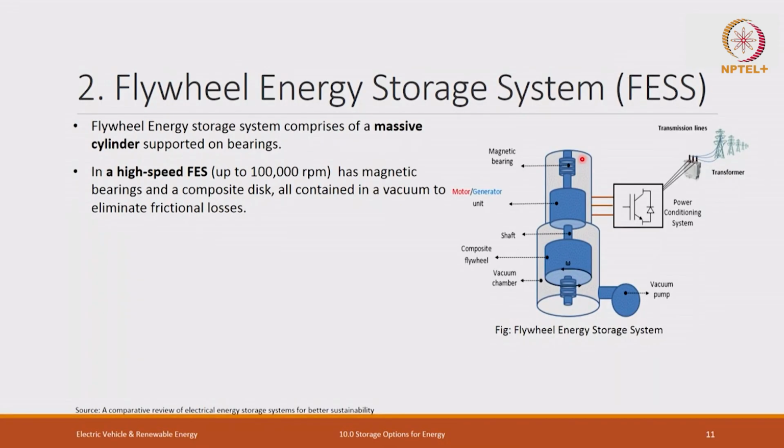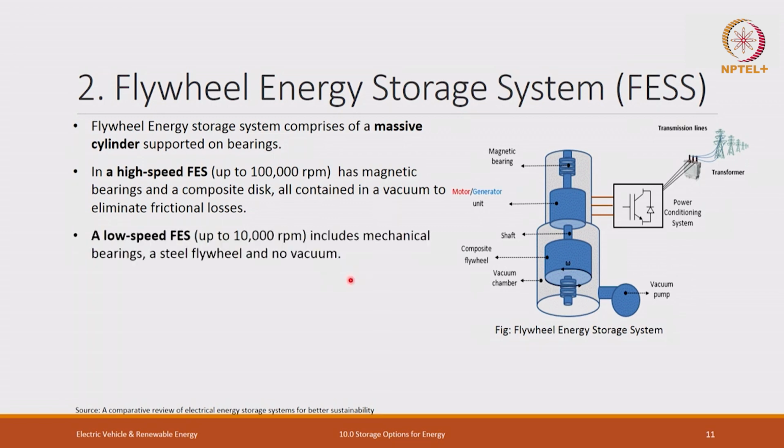So, this is basically a massive cylinder, very high inertia, can go to an RPM of up to 1 lakh. Generally it will have magnetic bearings and composite discs, mostly to reduce the frictional losses, all contained in a vacuum chamber. The main aim is to reduce the frictional losses. Low speed FES is also possible, but not as efficient as high speed FES, up to 10,000 RPM, and that may have the mechanical bearing, but then your losses would be slightly higher. Also no vacuum, but then your losses would be higher.